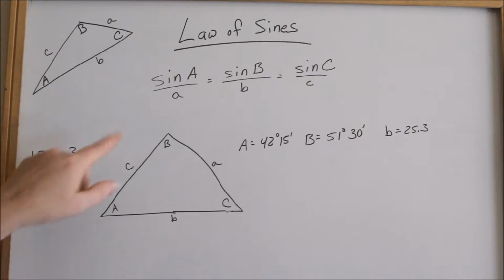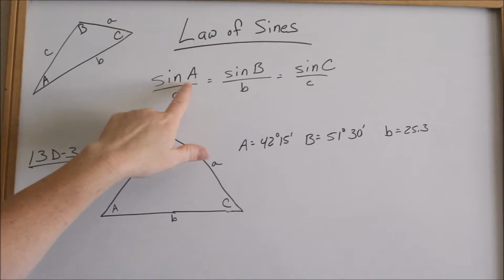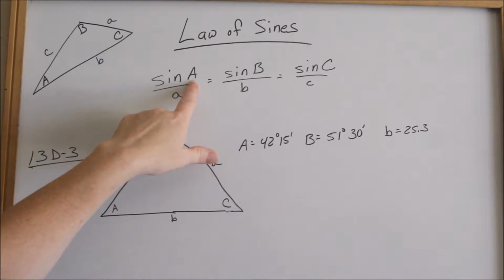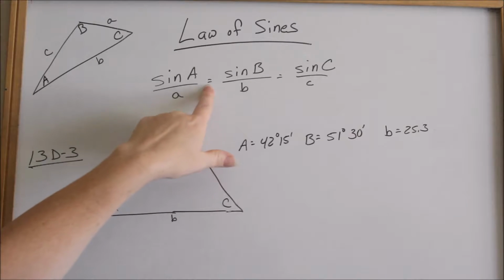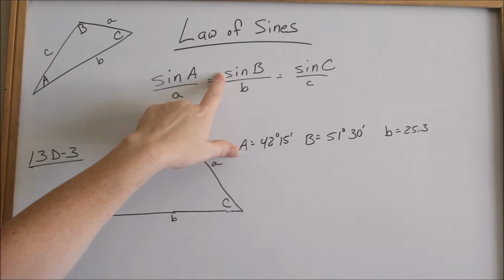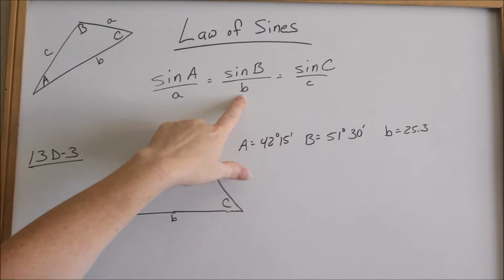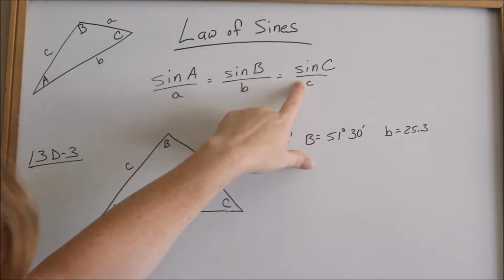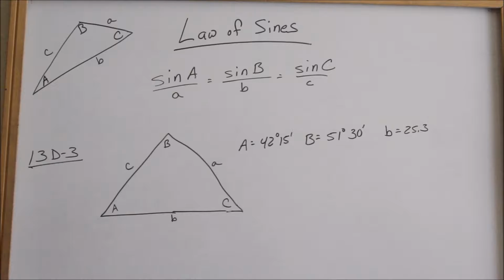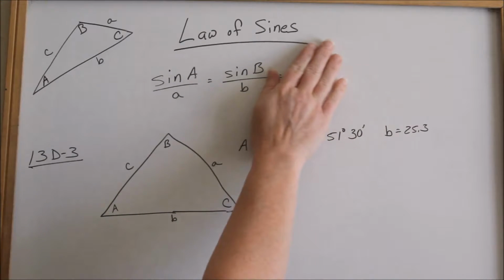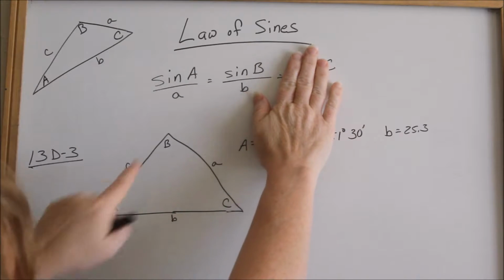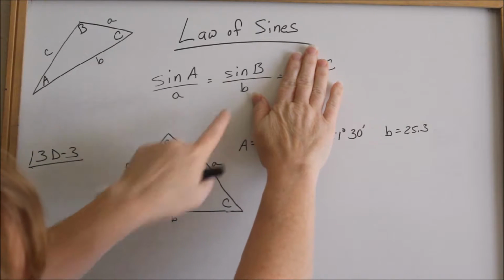So here's what the law of sines says: the sine of the angle at A divided by the side a is equal to the sine of the angle at B divided by the side b, which is equal to the sine of the angle at C divided by the side c. We only need to have two of those. We want to have one fraction and a second fraction. In other words, maybe I don't use this one, I'm only working with these two.